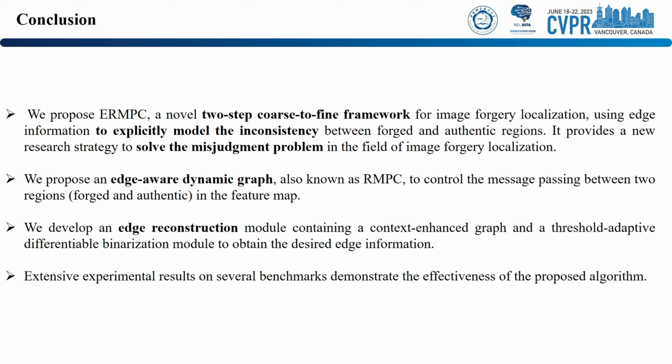In conclusion, we propose ERMPC, a novel two-step coarse-to-fine framework for image forgery localization, using edge information to explicitly model the inconsistency between forged and authentic regions. It provides a new research strategy to solve the misjudgment problem in the field of image forgery localization. We propose an edge-aware dynamic graph, also known as RMPC, to control the message passing between forged regions and authentic regions in the feature map.